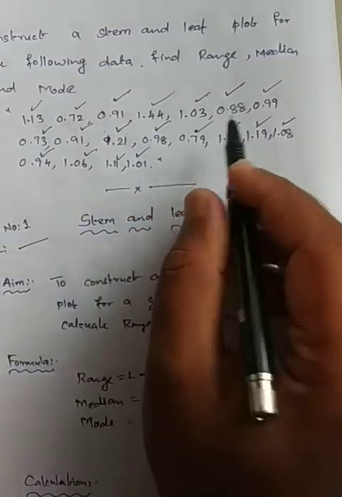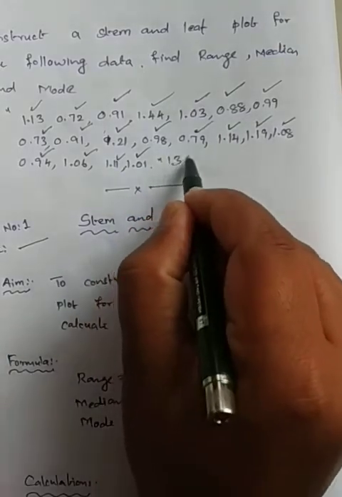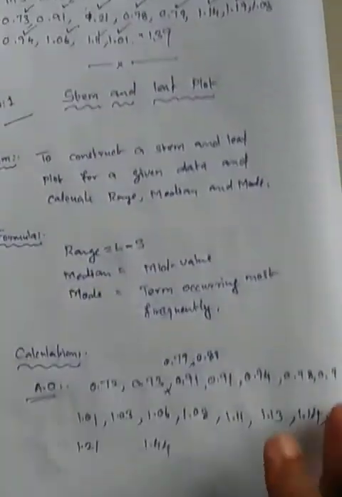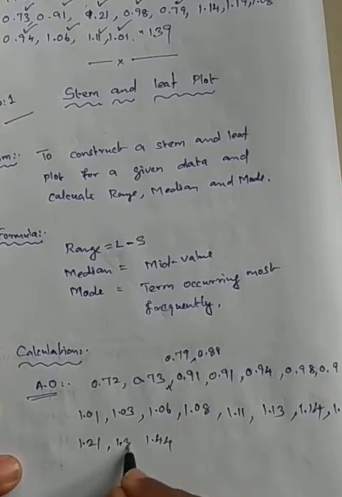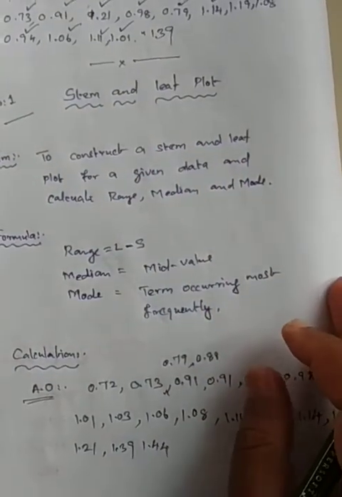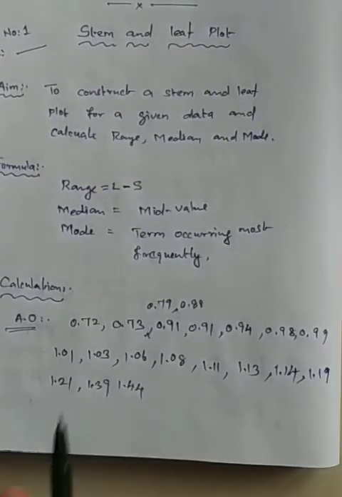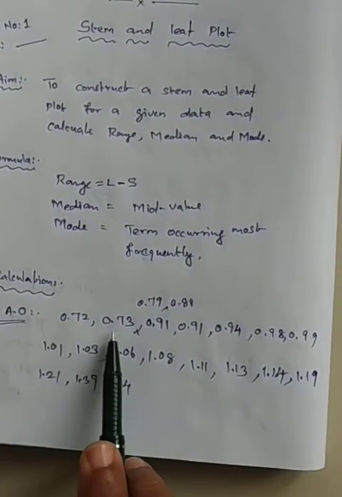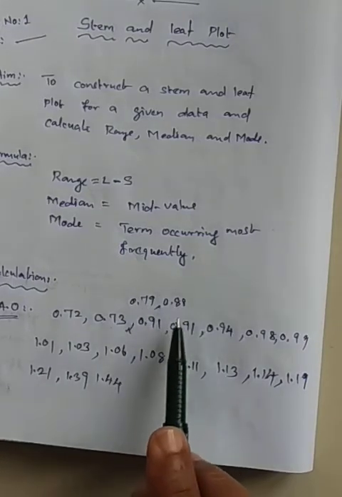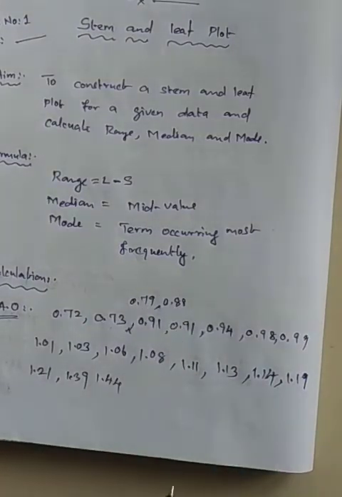Okay, so there is one data, 1.39, is there. Don't miss that. It will come here, 1.39. While I was writing, I missed that one, so please be careful. That is 1.39. So I have arranged the data in ascending order: 0.23, 0.37, 0.72, 0.73, 0.79, 0.88, and then likewise it goes on entirely.